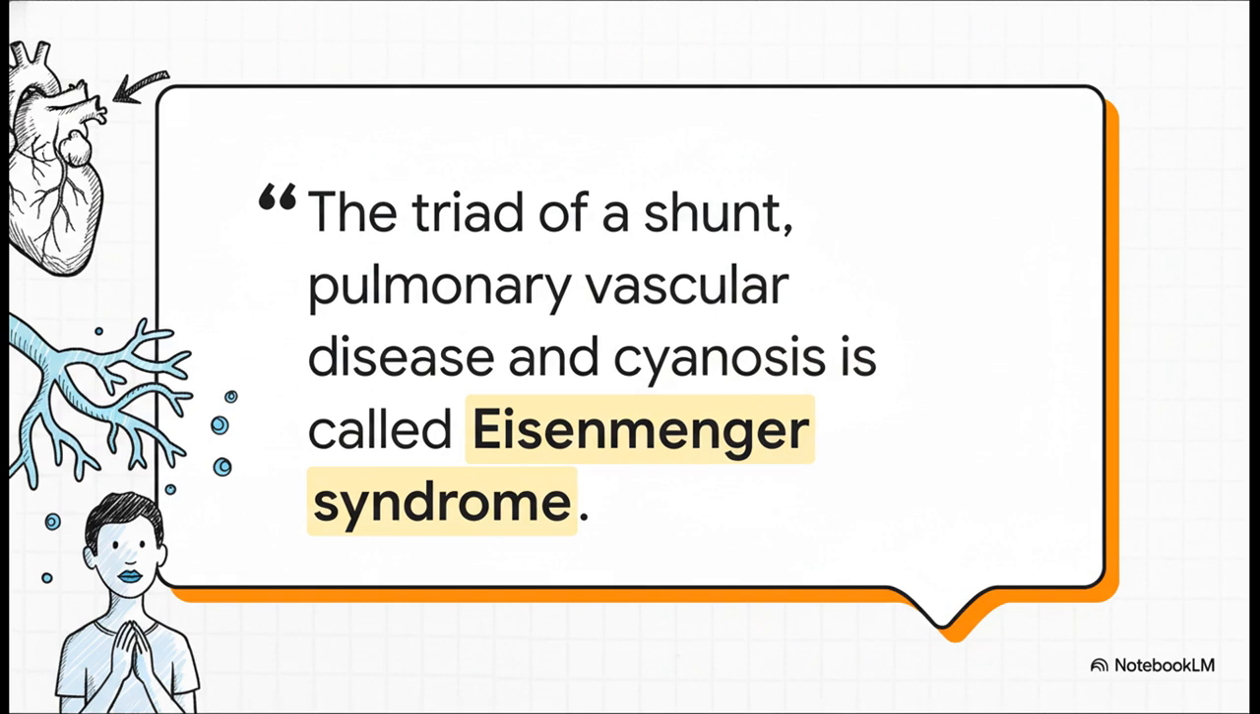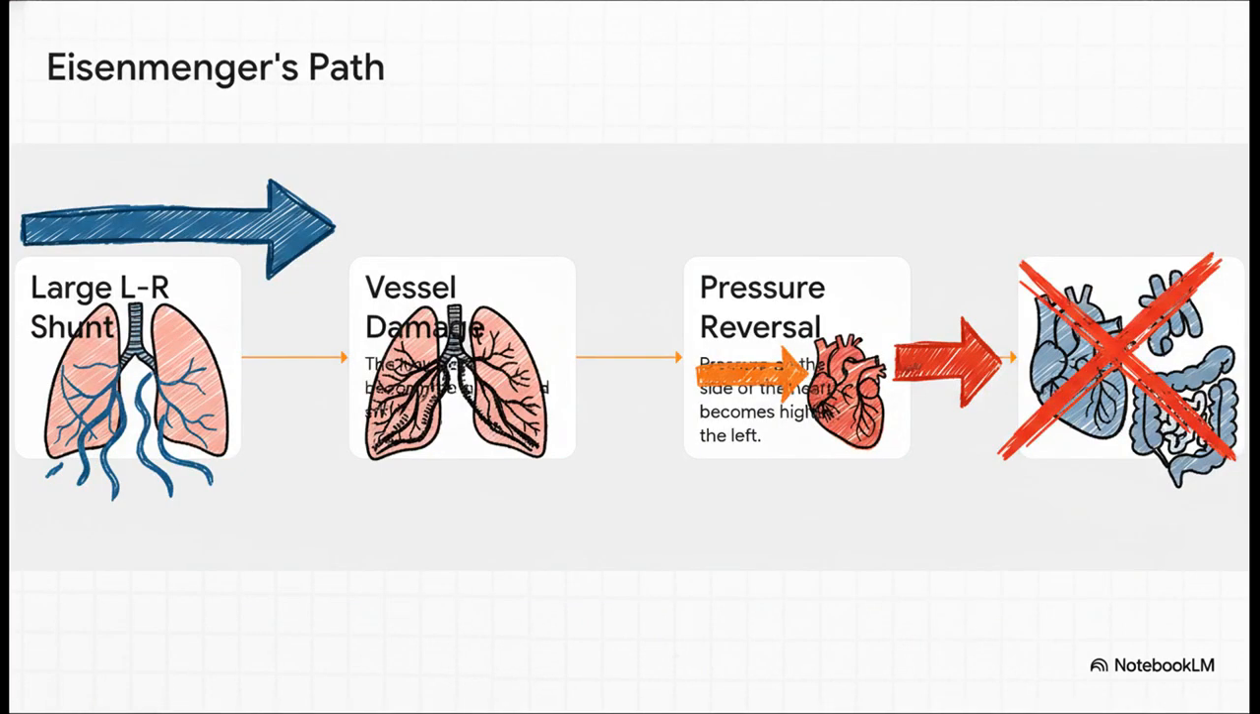If that high-pressure flood of blood to the lungs goes on for too long, it can cause permanent damage, resulting in a condition called Eisenmenger syndrome. This is the outcome that modern medicine works incredibly hard to prevent. So how on earth does that happen?